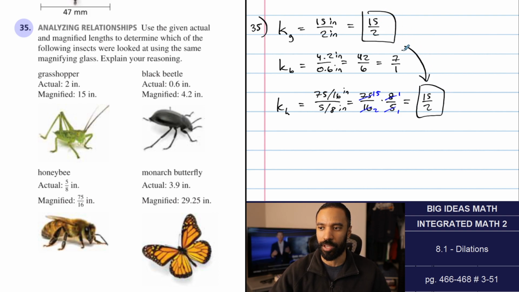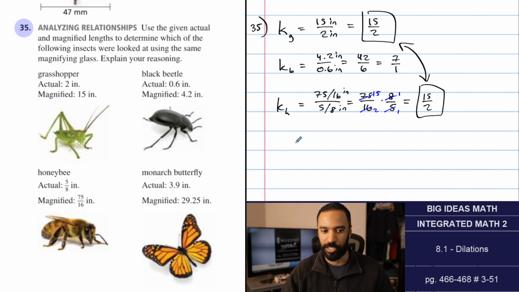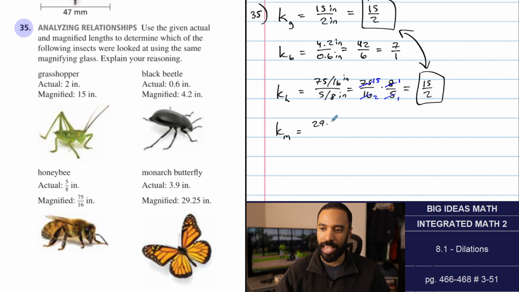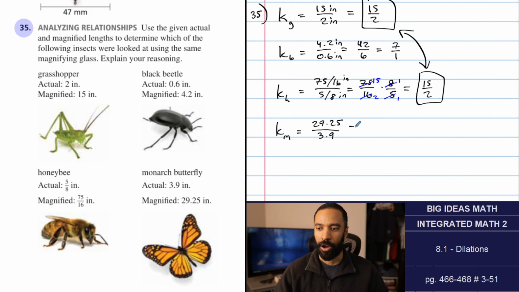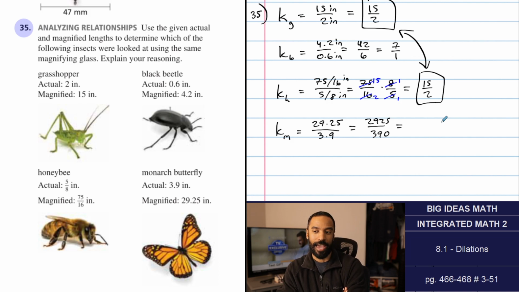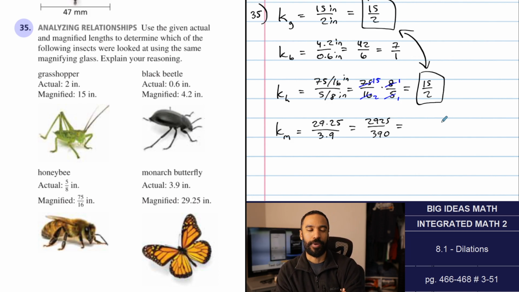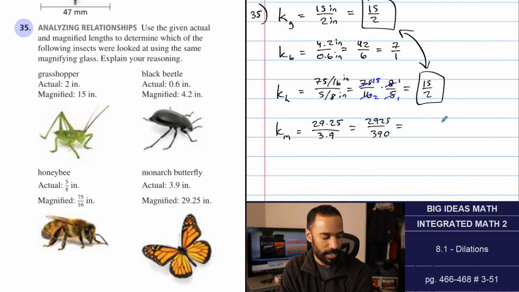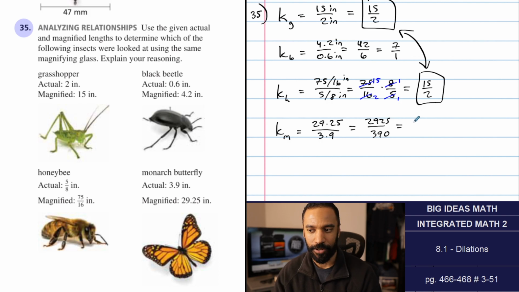I don't know if those are the only two that are the same. Let's take a look at the monarch butterfly. K sub M is going to be 29.25 over 3.9. Wow. So this is 2925 over 390. And I can divide those at least by 5. And this is going to be tougher than I thought. 3,000 is 600 times 5. Take away 75 is taking away 15. So 585. I think that's right.